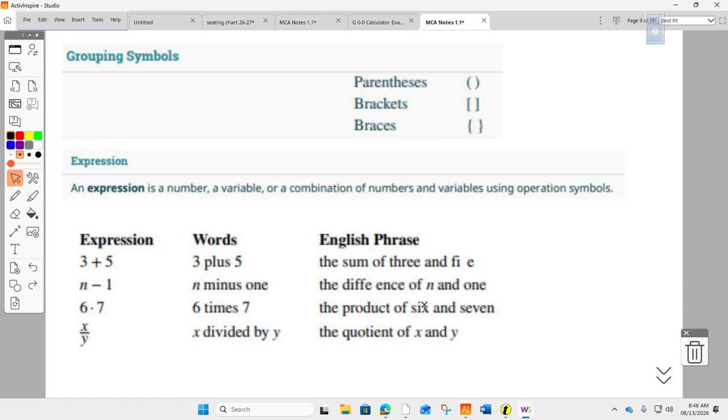All right, an expression. So these are some translations from expression to words. 3 plus 5. We could also say the sum of 3 and 5. X over y, that's x divided by y, or the quotient of x and y. Remember, quotient is the answer to a division problem. Difference is the answer to a subtraction problem, or the operation of subtracting.